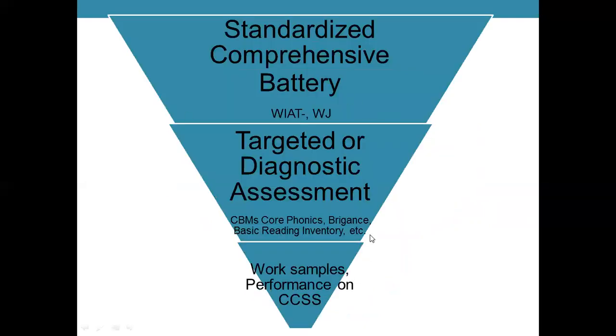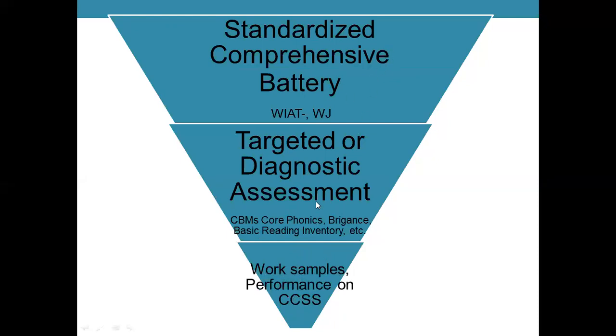So looking at this in one other way in terms of what we're looking at today, we've already learned our standardized comprehensive batteries. Based on the results of this, we're going to be digging a little bit deeper into some areas around targeted or diagnostic assessments using CBMs or some of those other reading diagnostics you've learned, and then going one step further to get really, really individualized information by using work samples, which we're going to be comparing to the state standards for where a student should be, and then where our case study student actually is, to get some really specific individualized examples of where they are achieving and then where they are not and where they're struggling.